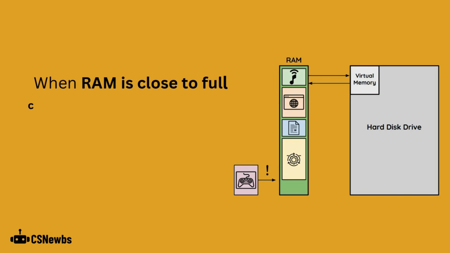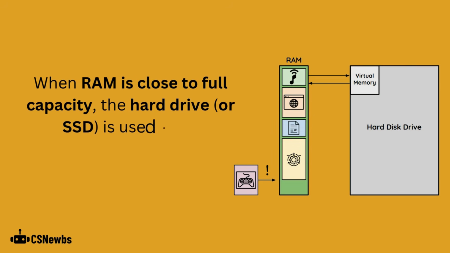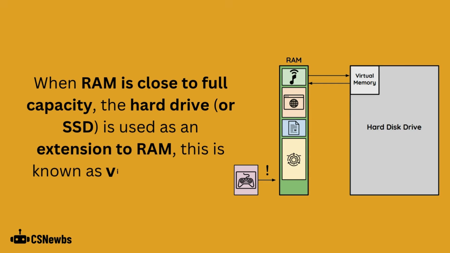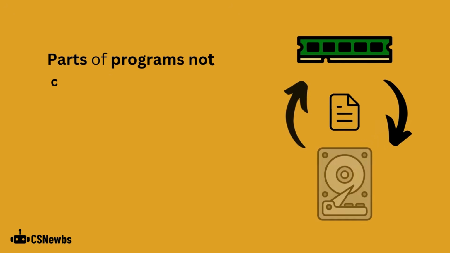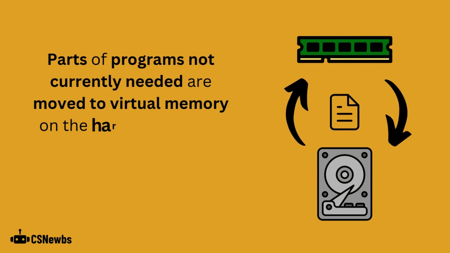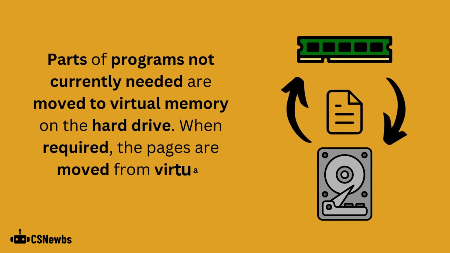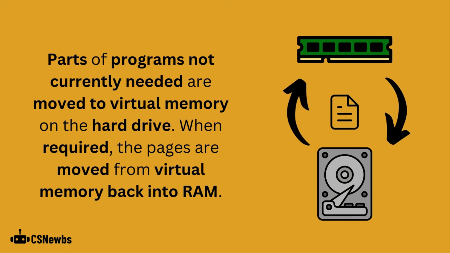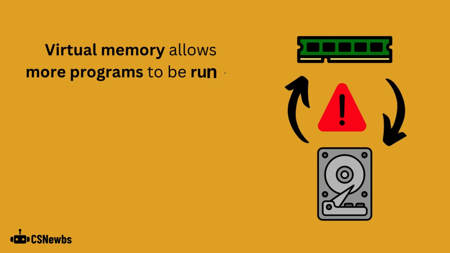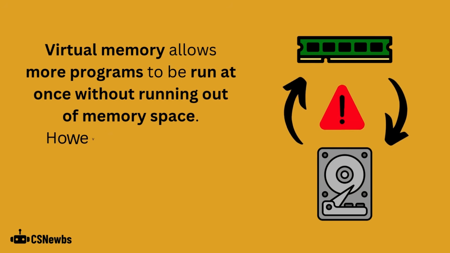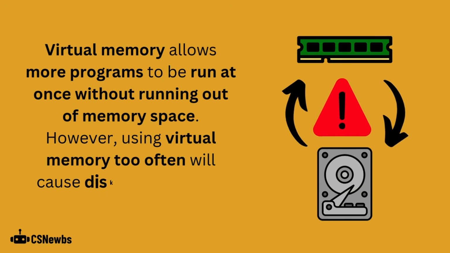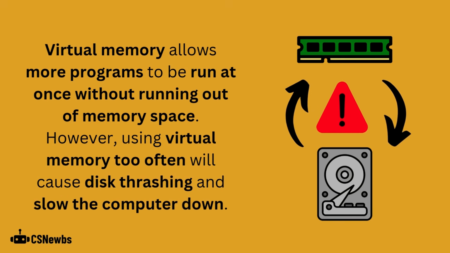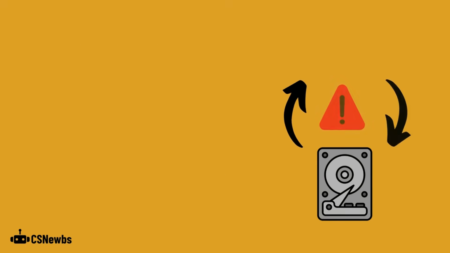When RAM is close to full capacity, the hard drive or solid-state drive is used as an extension to RAM. This is known as virtual memory. Parts of programs that are not currently needed are moved to virtual memory on the hard drive. When required, the pages are moved from virtual memory back into RAM. Virtual memory allows more programs to be run at once without running out of memory space. However, using virtual memory too often will cause disk thrashing and slow the computer down.